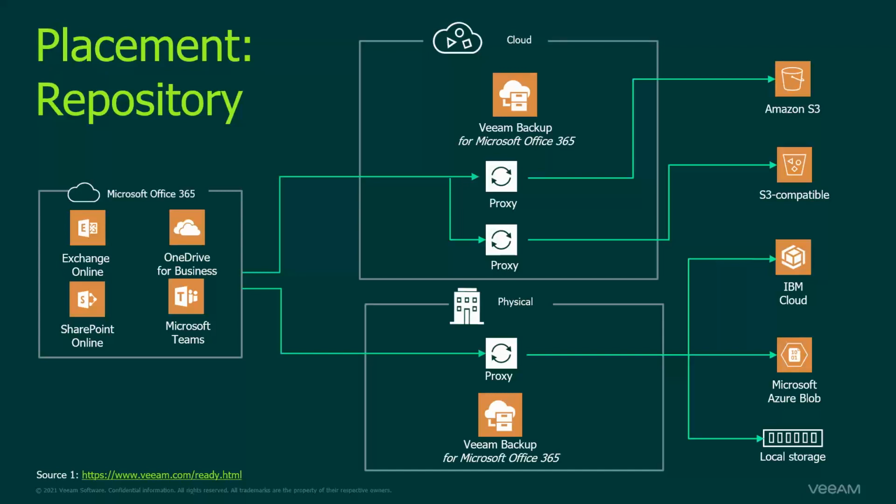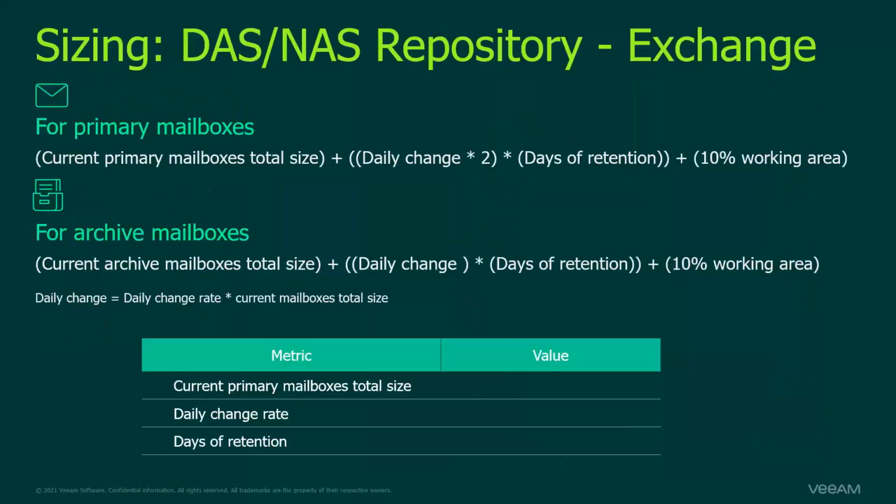The amount of objects, again, needs to be processed in the backup. The following list shows what counts as an object here. So we discussed before the size in the repository. Those are the numbers we should get. We get a straightforward formula: current mailbox total size multiplied, plus 10% working area. But we have to fill this table. The main value that's hard to find is the current primary mailbox total size. And there are different ways we can get this information.